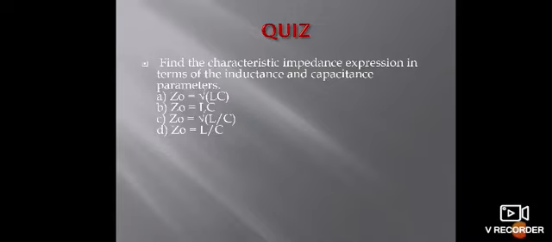So the first one is Z0 equals root of LC, Z0 equals LC, Z0 equals root of L by C, and Z0 equals L by C. So what is the correct answer? Please note this question.